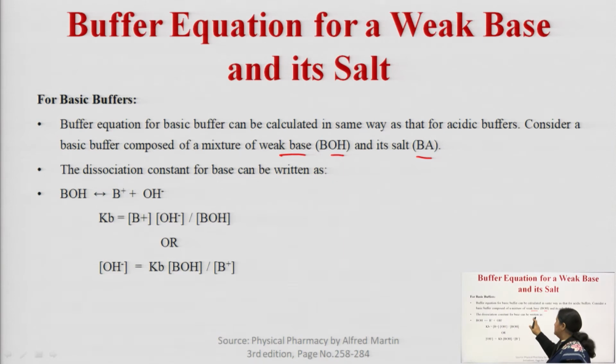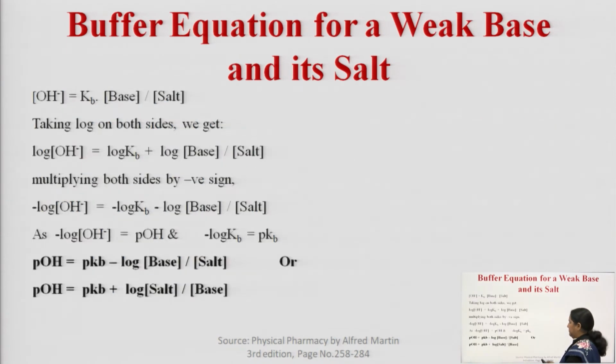The dissociation constant for the base can be written as BOH gives B plus and OH minus ions, right. So, Kb here, because it is the dissociation of the base. So, Kb is equal to B plus times OH minus upon BOH, or OH minus is equal to Kb times BOH upon B plus, right, or OH minus is equal to Kb into base upon salt. Taking log on both sides, we get log OH minus is equal to log Kb plus log base upon salt.